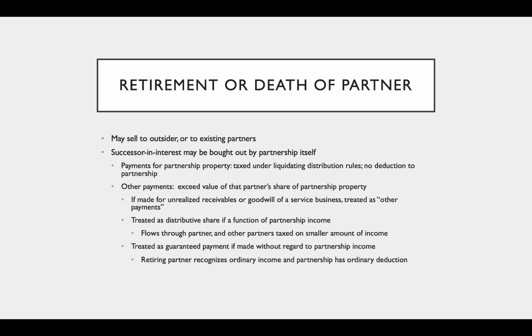They can be a distributive share or they can be a guaranteed payment. A distributive share is a function of partnership income. So if it's calculated based on partnership income, say 10% of partnership income or something like that, that's a distributive share. The distributive share flows through the partner, and then the other partners are also going to be taxed on a smaller amount of income. But anything else is going to be treated as a guaranteed payment, anything not made with regard to partnership income. And if a retiring partner receives a guaranteed payment, the partner recognizes ordinary income and the partnership is allowed a deduction.